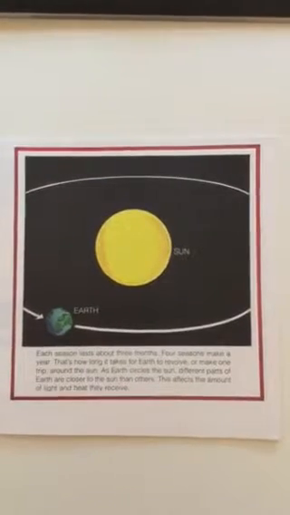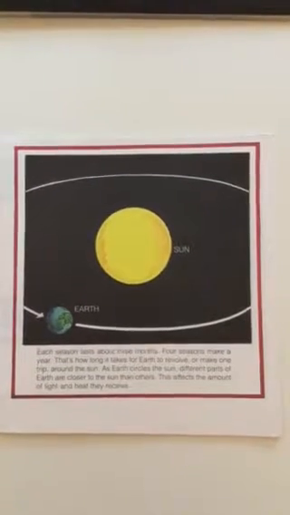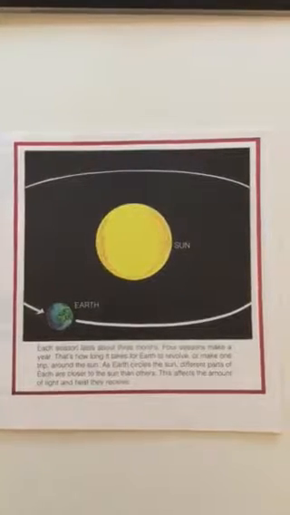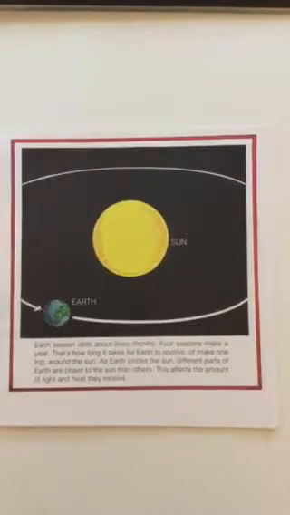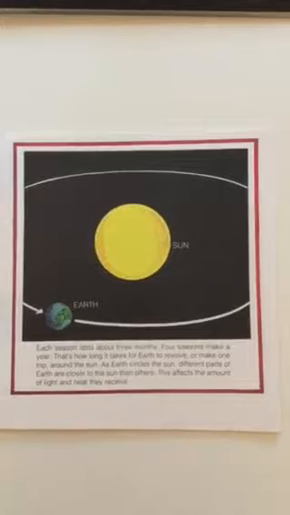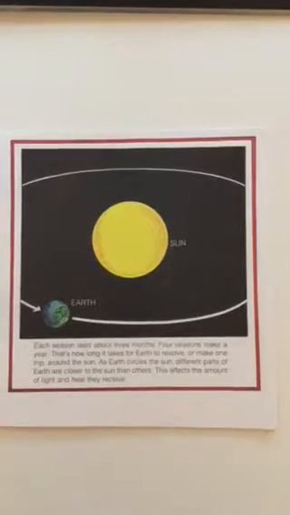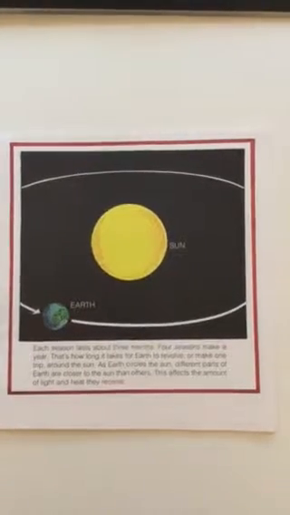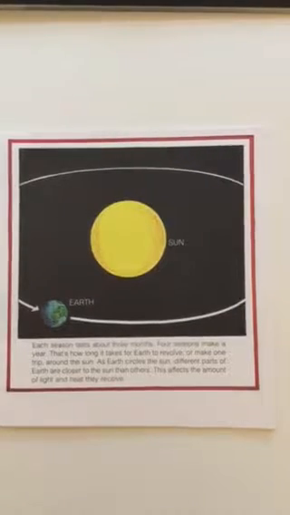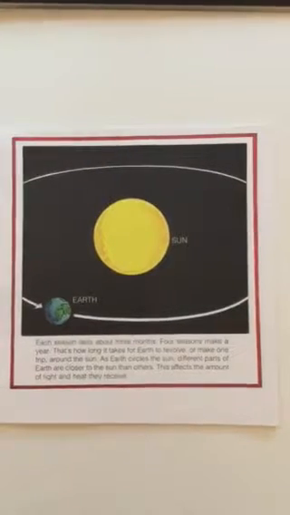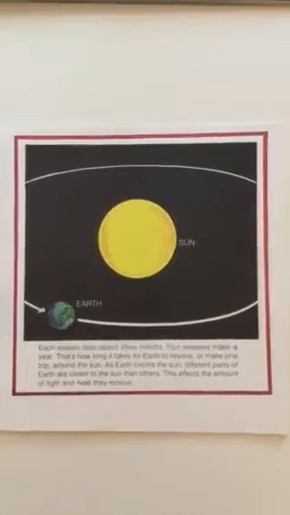Each season lasts about 3 months. 4 seasons make a year. That's how long it takes for Earth to revolve or make one trip around the sun. As Earth circles the sun, different parts of Earth are closer to the sun than others. This affects the amount of light and heat they receive.